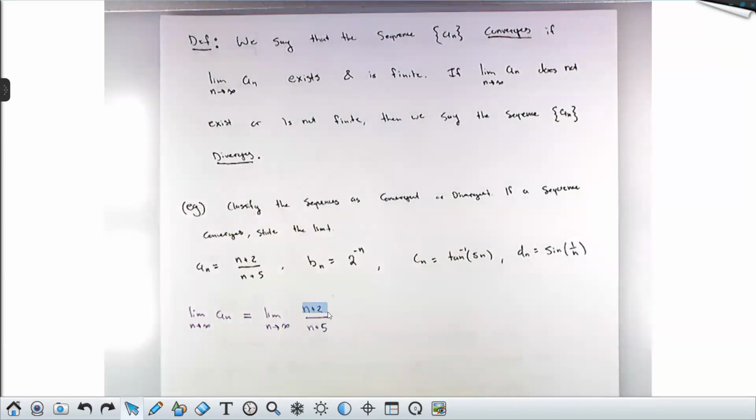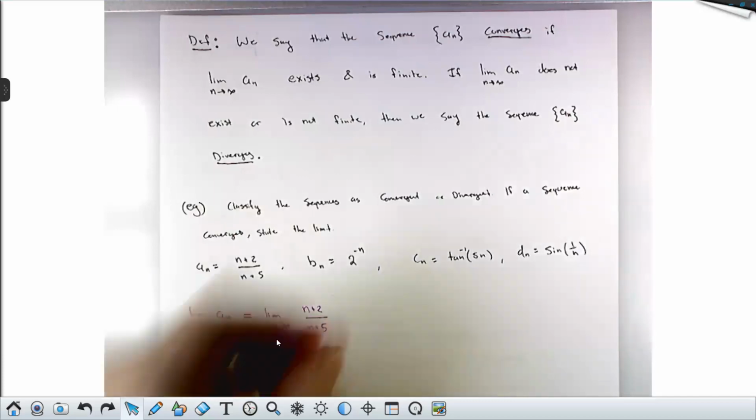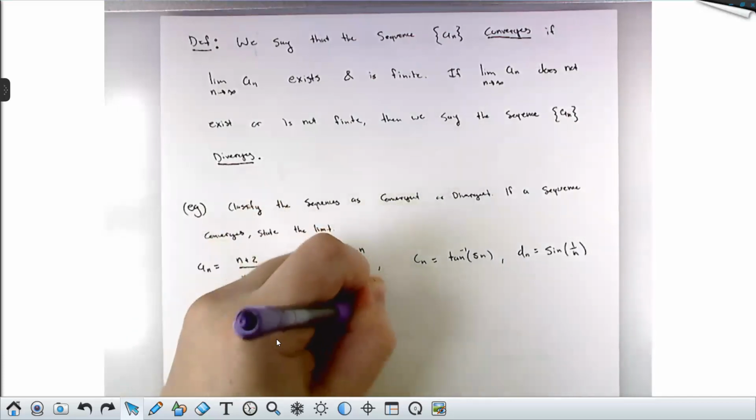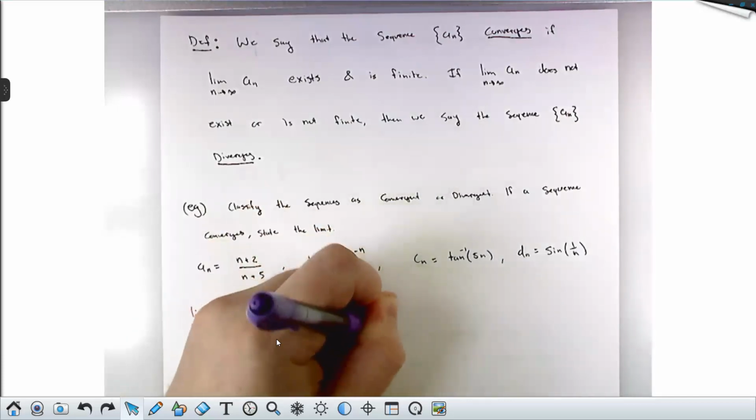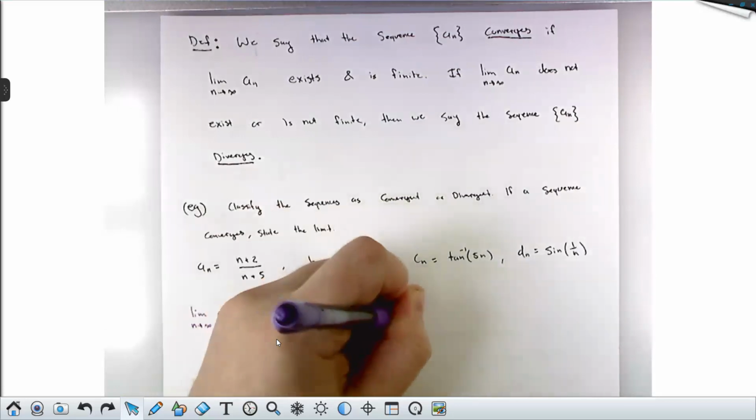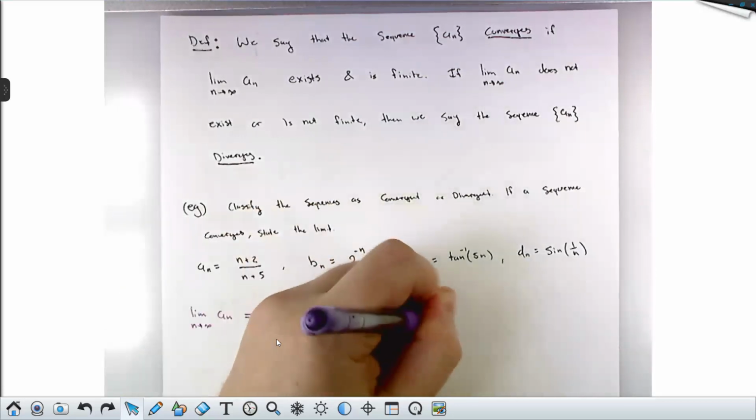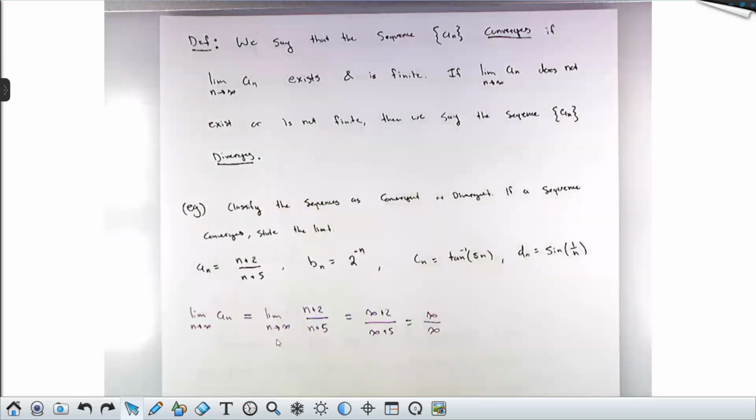If I plug in infinity up here, I get infinity plus 2. And if I plug in infinity down here, I get infinity plus 5, which is indeed an indeterminate form. It's an indeterminate ratio. So this is like infinity plus 2 over infinity plus 5. And adding 2 or 5 to infinity isn't going to change it. That's still infinity, and the bottom is still infinity. So how do we handle this?